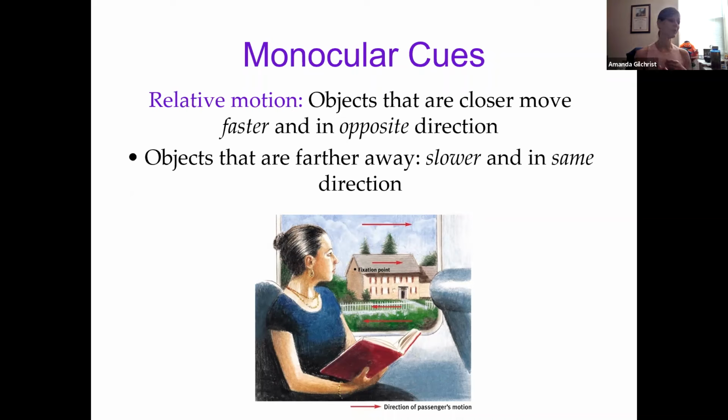So you may experience this if you are driving somewhere at night. You may get the sensation that the moon, which is incredibly far away from you, will be moving and following you in the same direction because it's far away and it will appear to move more slowly and with you.